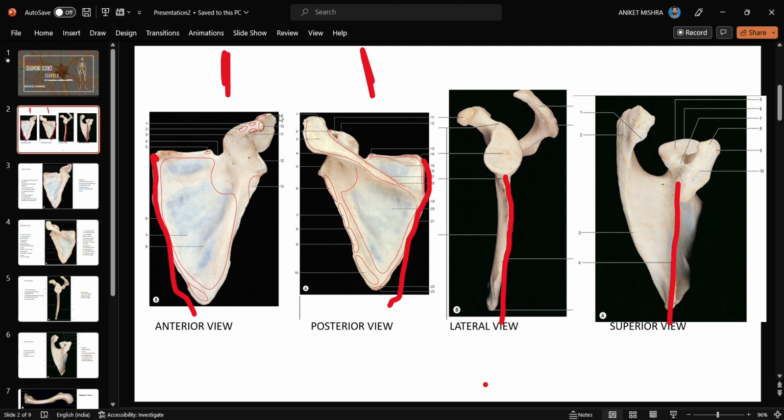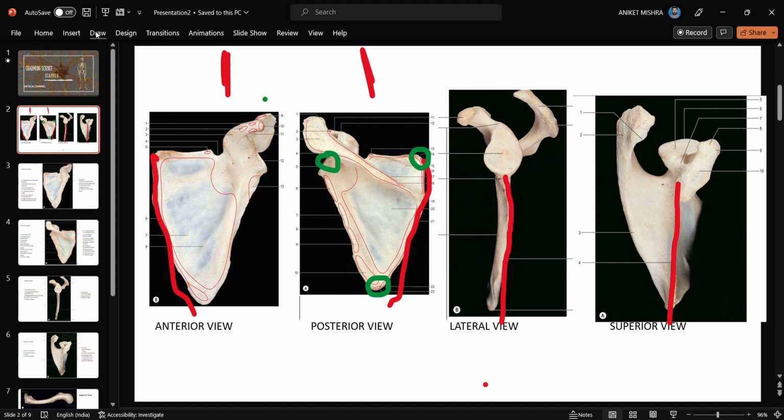It has three angles. Let me draw the angles in a different color. There are three angles: the superior angle, the inferior angle, and the lateral angle. The inferior angle lies here in the posterior view. In the dorsal view, it lies below the superior level. This is the superior angle, and beneath the spinous process, the lateral angle is present.